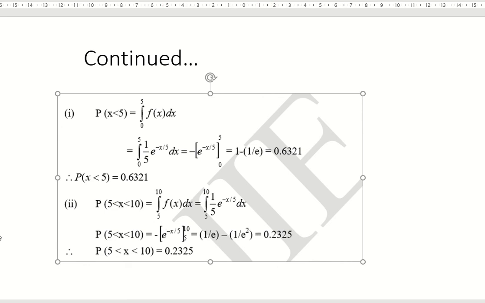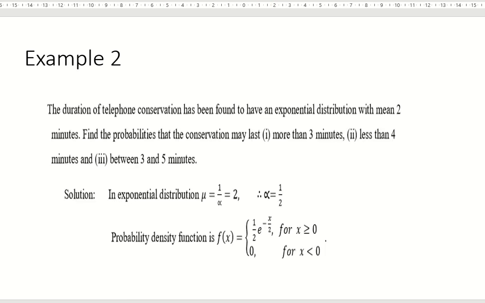Right? Now, next let us discuss another problem. The duration of a telephone conversation has been found to have an exponential distribution with a mean of 2 minutes.